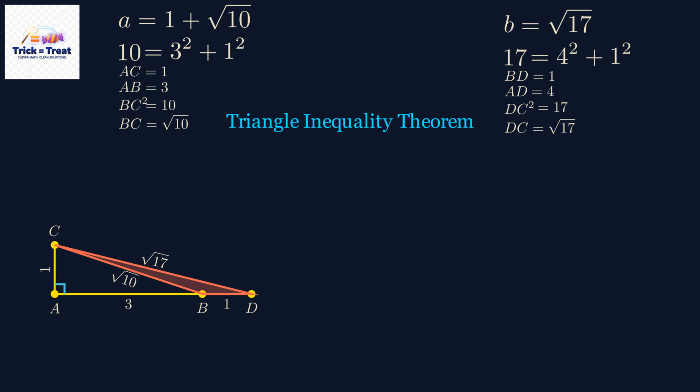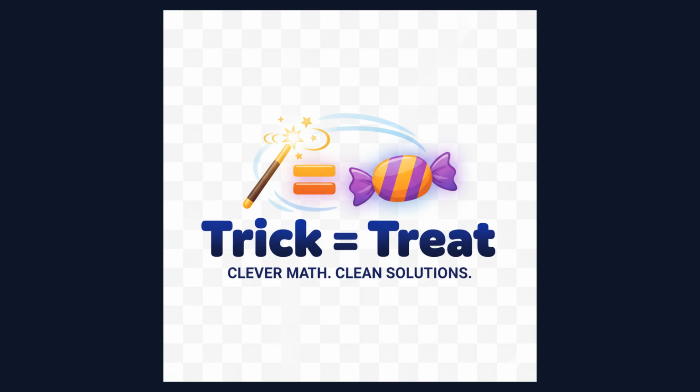Remember the Triangle Inequality Theorem: the sum of the lengths of any 2 sides of a triangle must be greater than the length of the third side. Here, the sum of the lengths of 2 sides is 1 plus square root of 10. The length of the third side is square root of 17. A, being the sum of the lengths of 2 sides, 1 plus square root of 10, is greater than B, square root of 17, being the length of the third side. That's it, a stunning geometric proof that avoided all the double squaring.